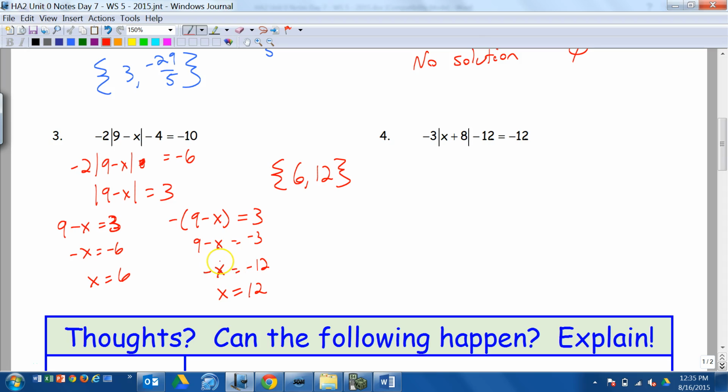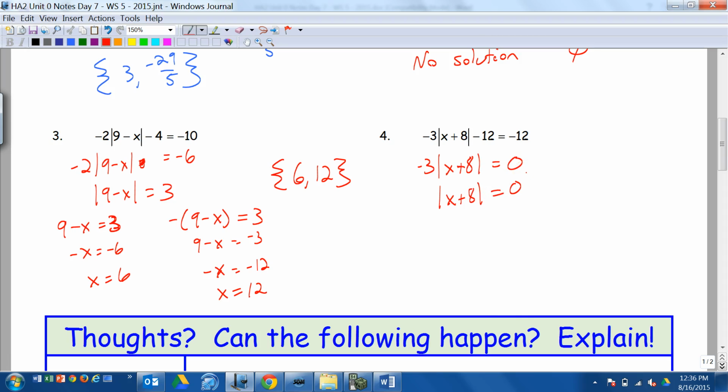Okay. Over here, again, try this. Maybe pause the video here and try this one on your own before you watch it. Come on, guys, pause the video. Alright, now you can unpause. So we move that over. We get negative 3 times x plus 8 equals, if you add 12 to a negative 12, you get a 0. Divide by negative 3.